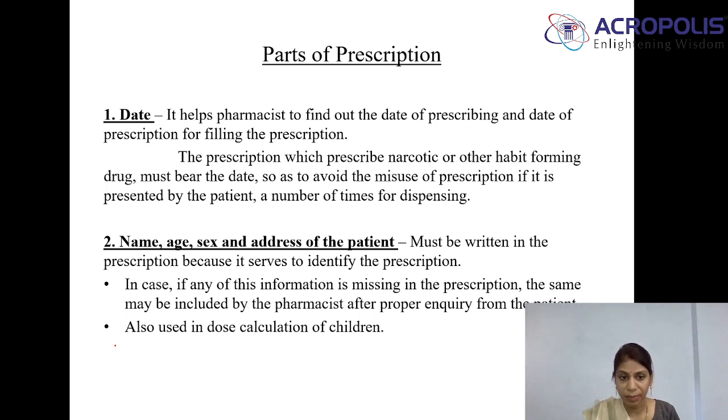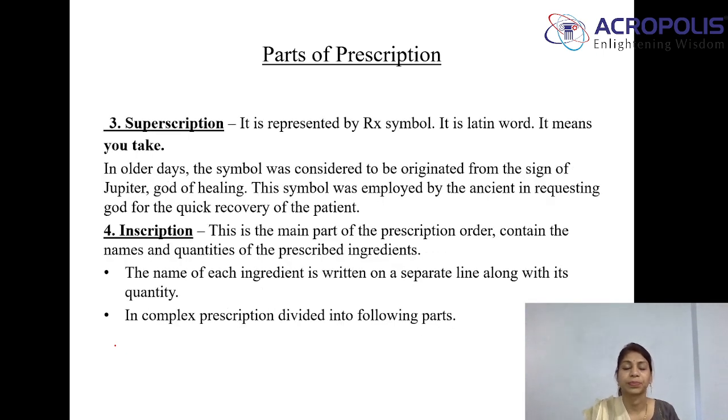Second, name, age, sex and address of the patient must be written in the prescription because it serves to identify the prescription. In case any of the information is missing, it may be included by the pharmacist after proper inquiry from the patient. It is also used in dose calculation for children.